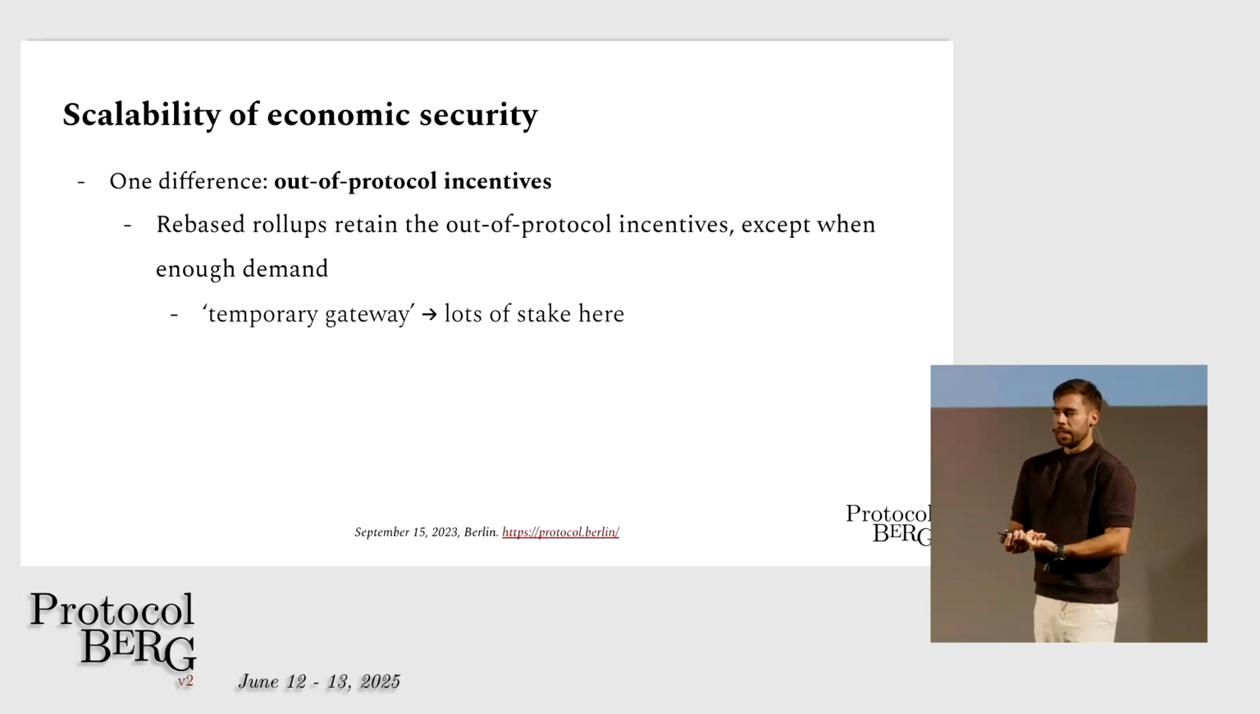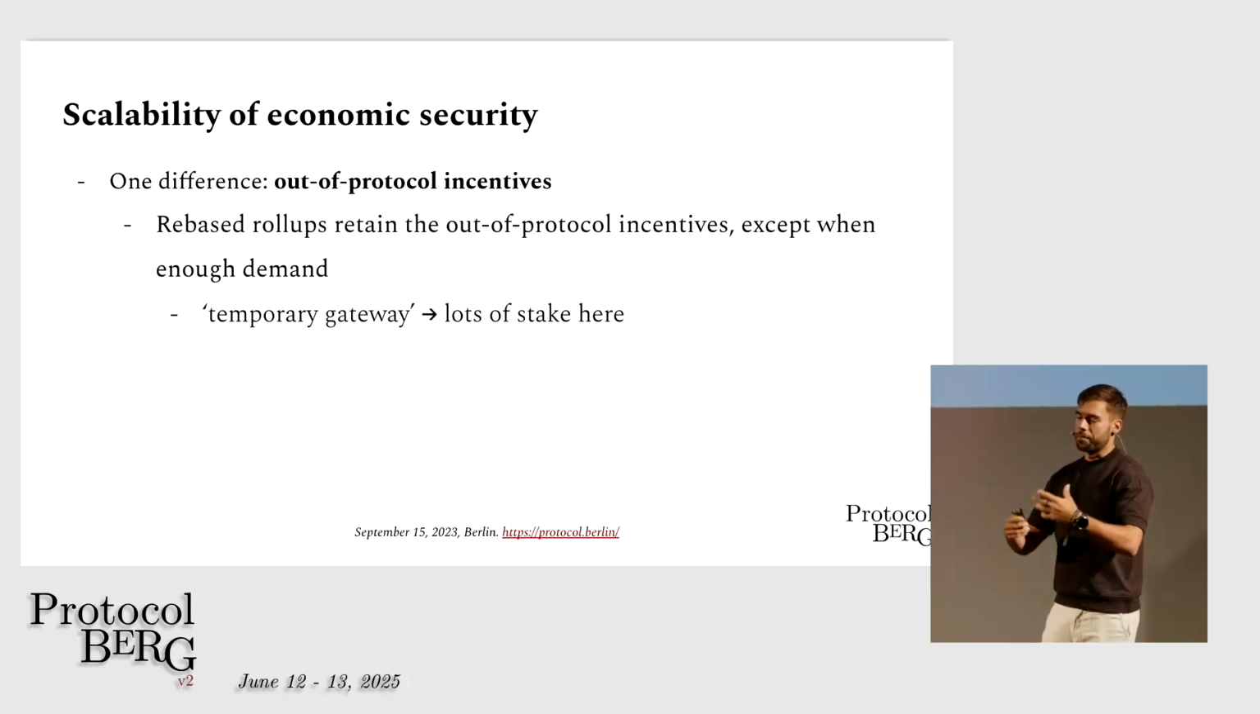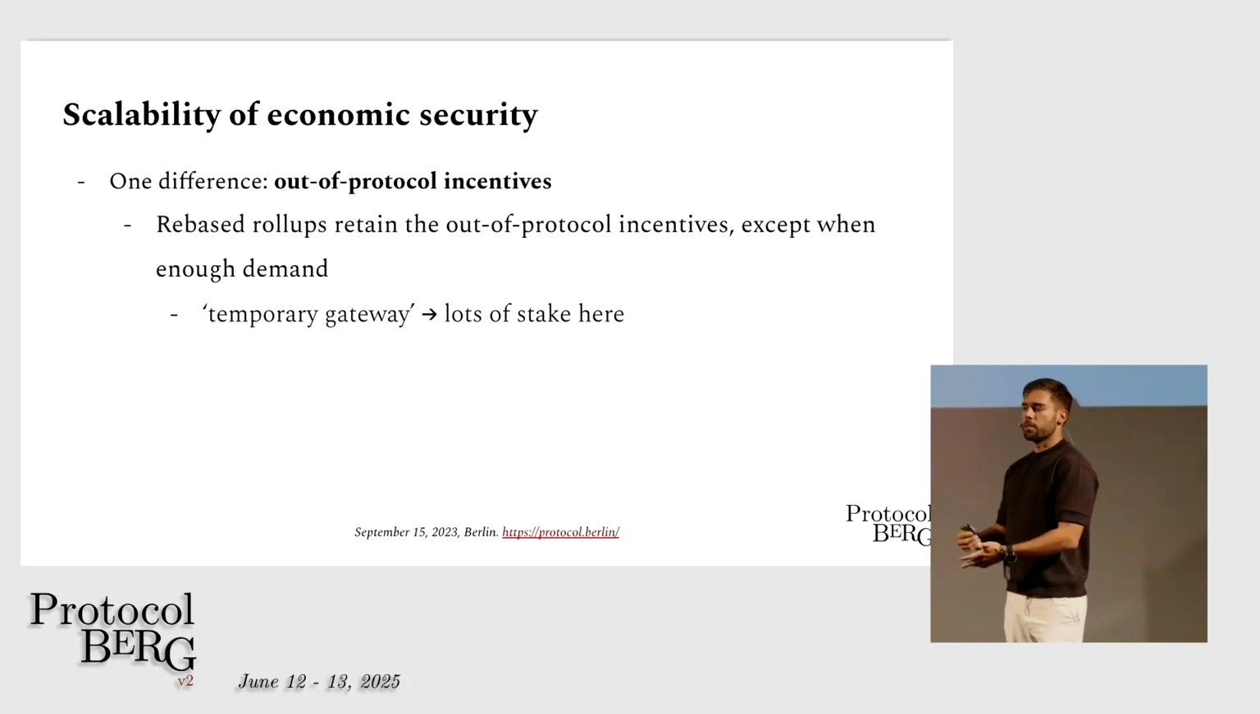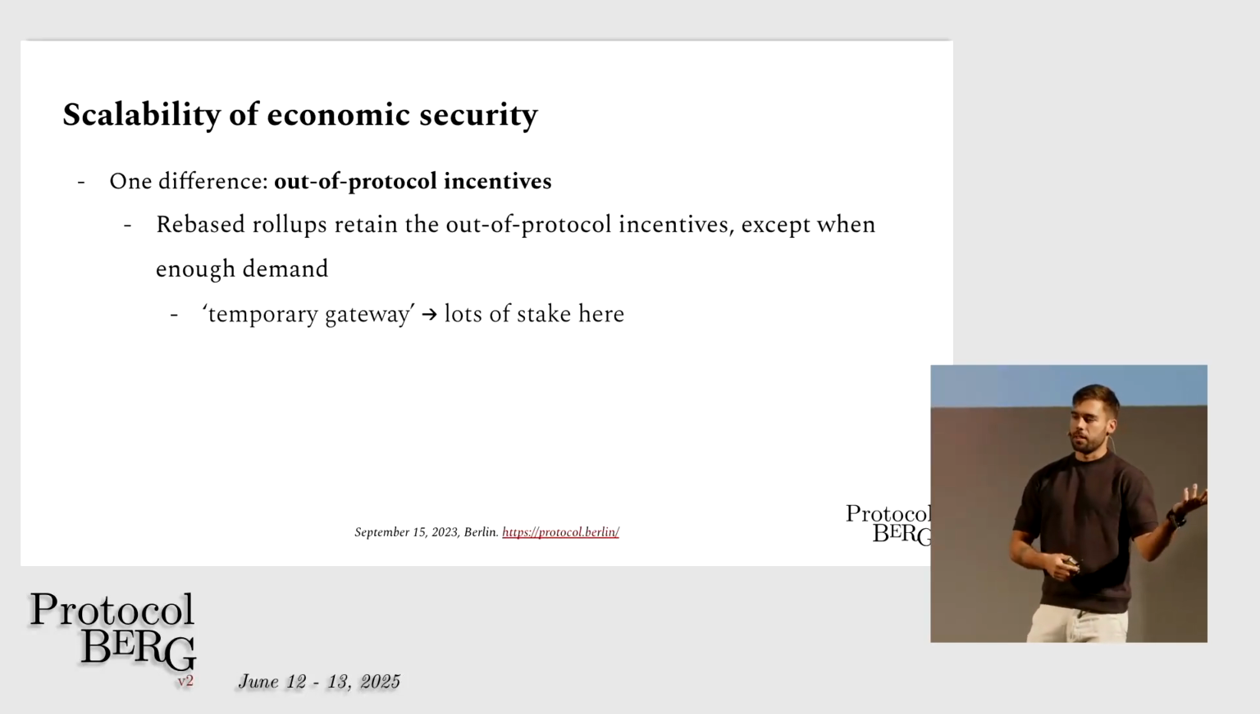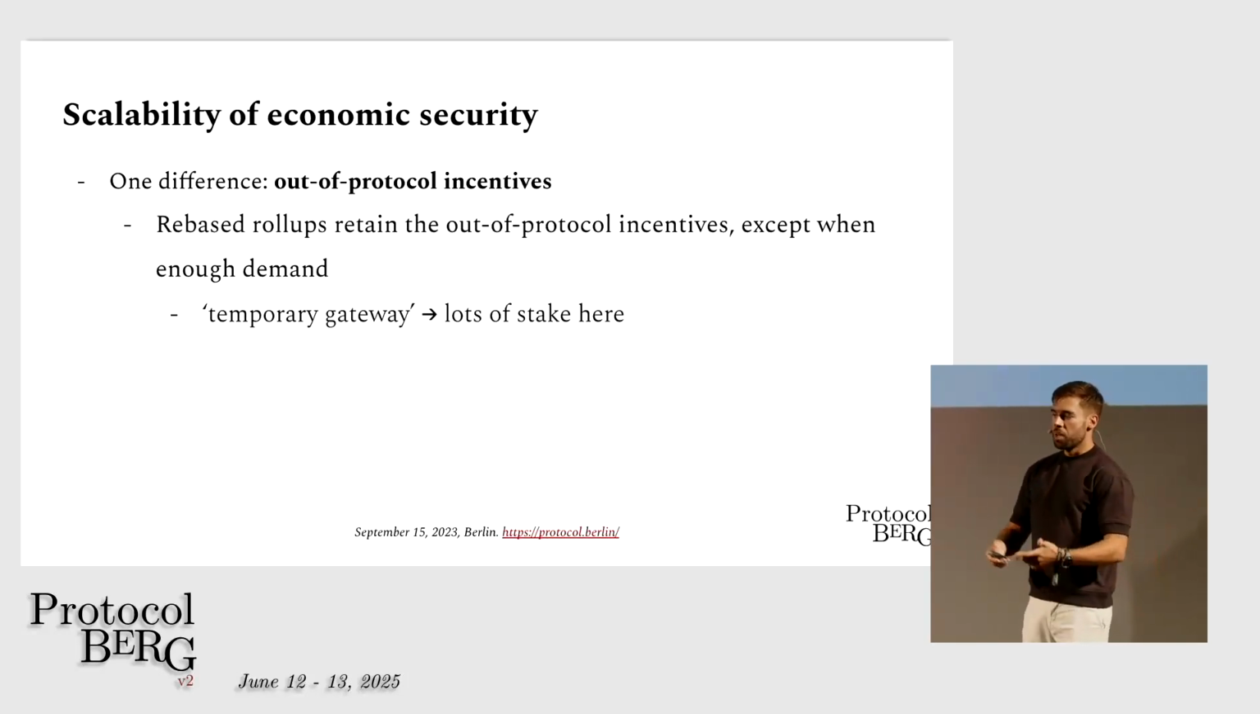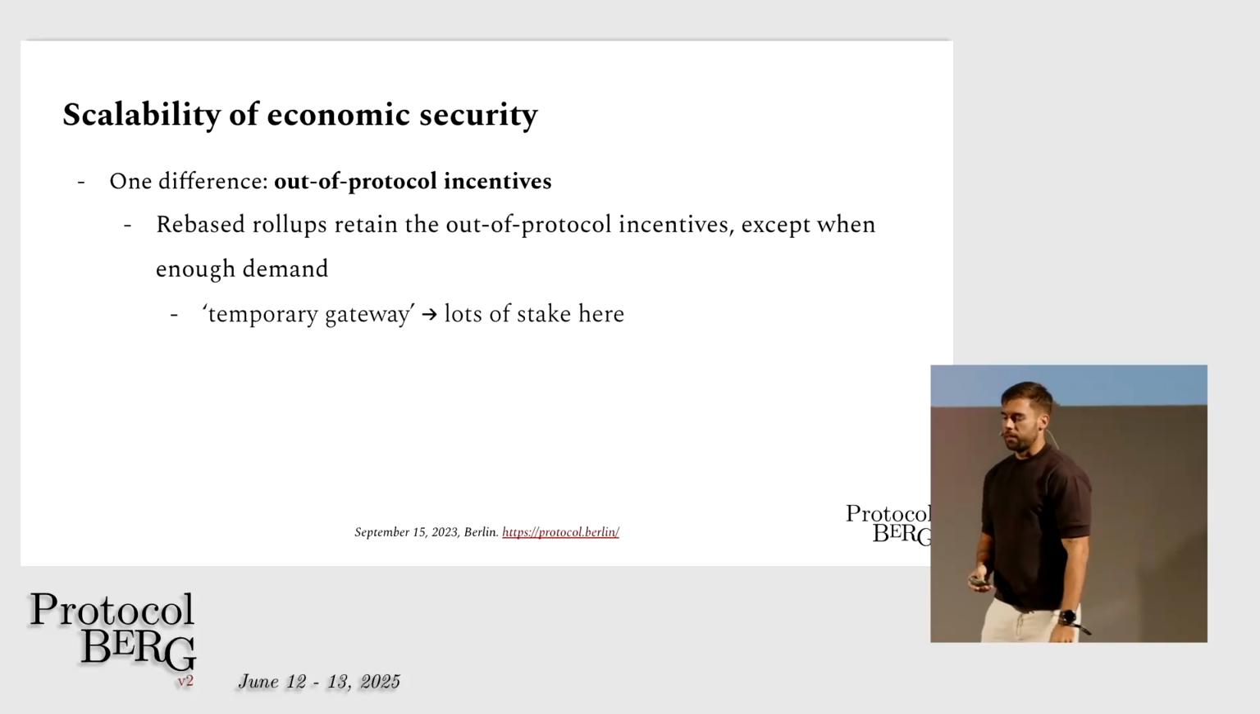So if Scroll, for example, becomes based, Scroll is running its own sequencer at the moment. So there are a lot of out-of-protocol incentives. Like the company loses a lot of reputation if the sequencer misbehaves and we're running the sequencer. So it's not just about the stake that gets slashed. It's about the reputation that is lost and how the company recovers from something like that. Whereas if you're based, this gateway has no out-of-protocol incentives involved in the companies that it's sequencing for. So if it can do something bad and get slashed some amount, the only thing that it really loses is that slashed amount. It doesn't lose any reputation involved, any out-of-protocol incentives.